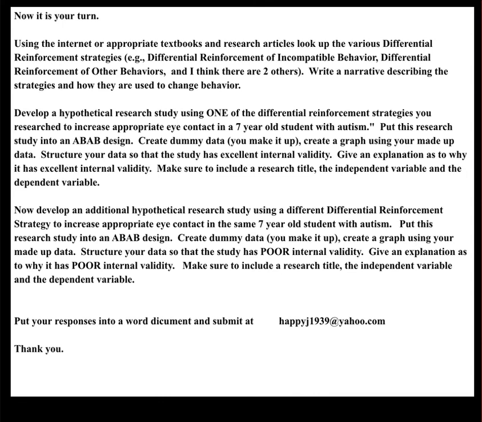And then next, I want you to develop another ABAB design using hypothetical data and have the independent variable be a different differential reinforcement strategy than you used in your first example. Now, this information is contained in a worksheet, which I should have mailed to you already. So it should have accompanied the assignment. And if you did not receive it, then please email, let me know, and I'll get it to you as soon as possible. Well, that's your assignment.